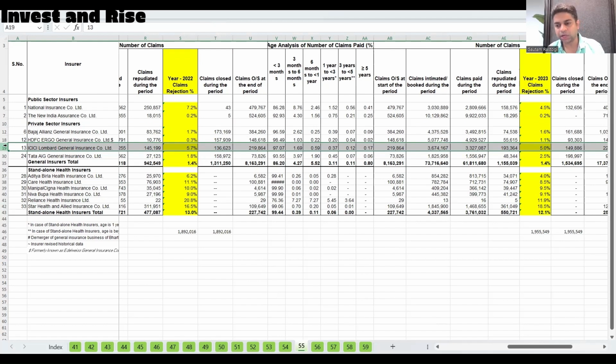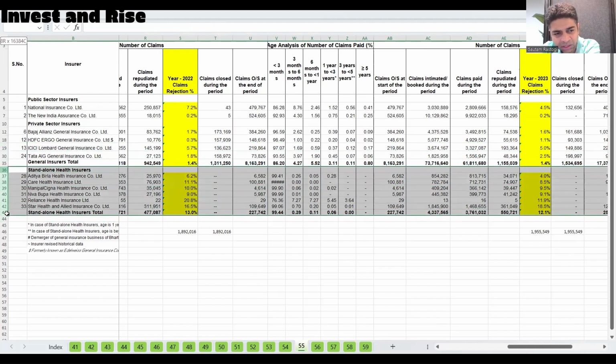So their claim rejection ratio is lower, it's 5%. Okay? So anyways, the broader point is, this certainly is not a very pleasant metric for Sahi companies and especially Star Health. If you remember the claim ratios for all these insurers that we had looked at, I think in the other video, the overall claim ratio for these Sahi companies was under control. It was very reasonable, around 65-66%.